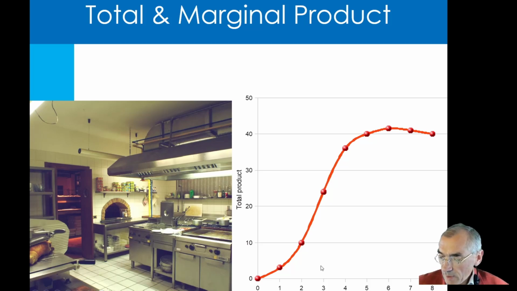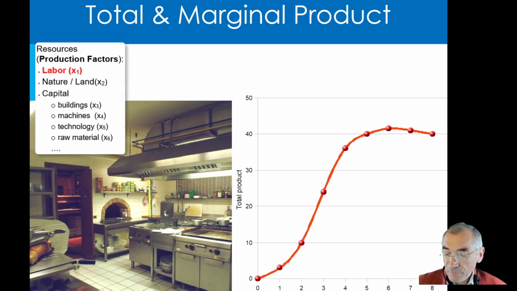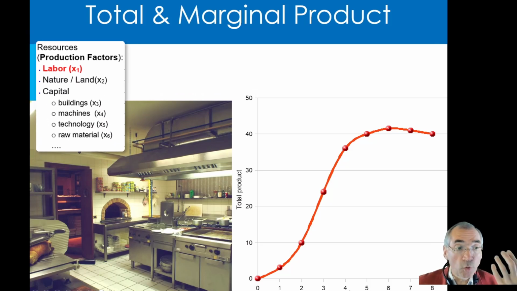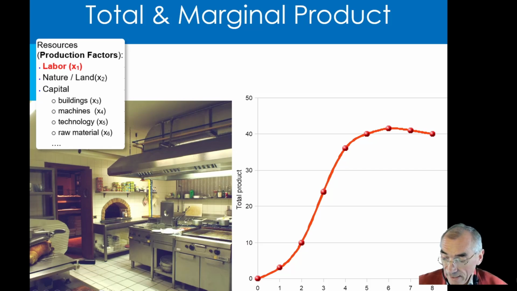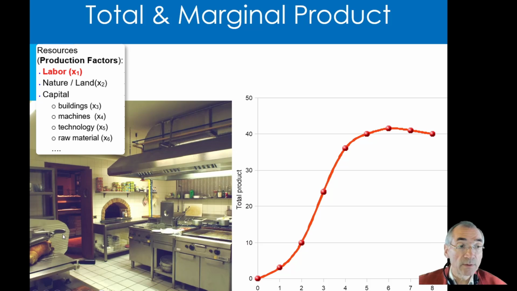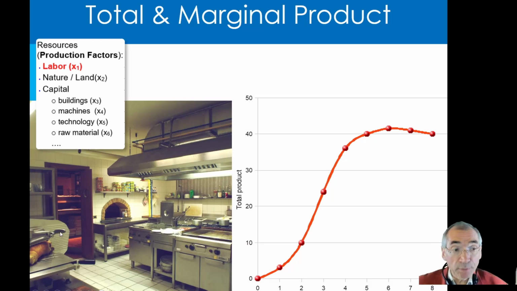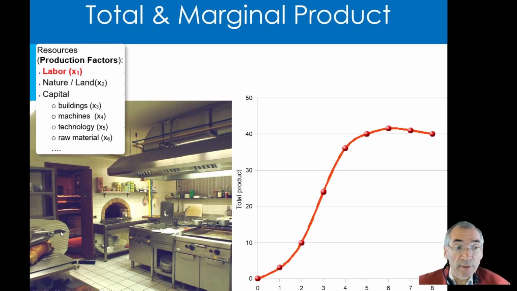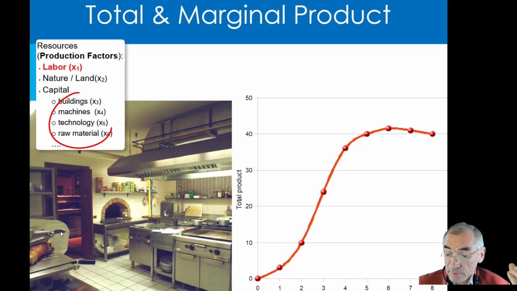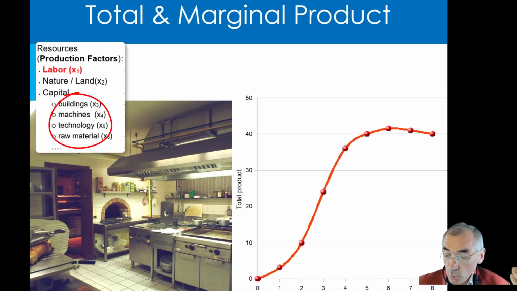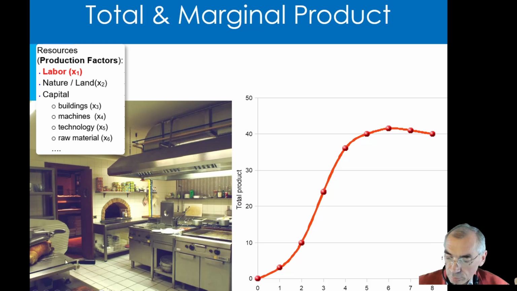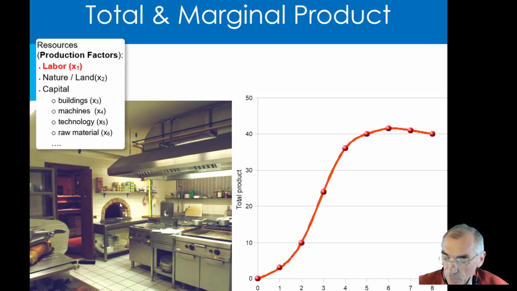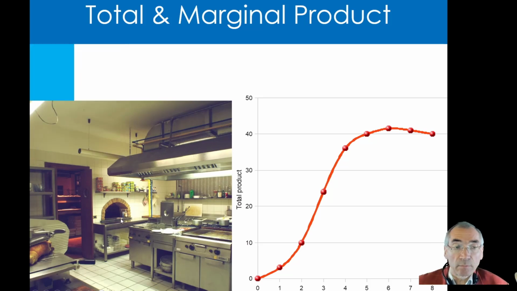But the input factor is labor. The other inputs are held constant. These are the other inputs: labor, land, so the area and the restaurant and so on, and capital. And you might recall, capital is not about money, but capital is about the things that we use in order to produce something. So the ovens, the stoves here, the machines, and especially the oven are the capital, and this is fixed.